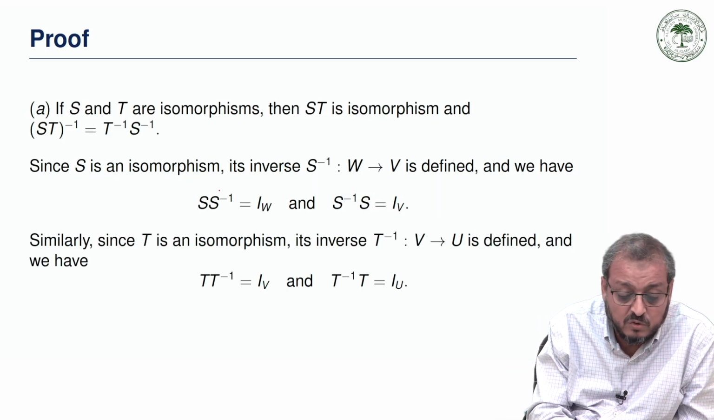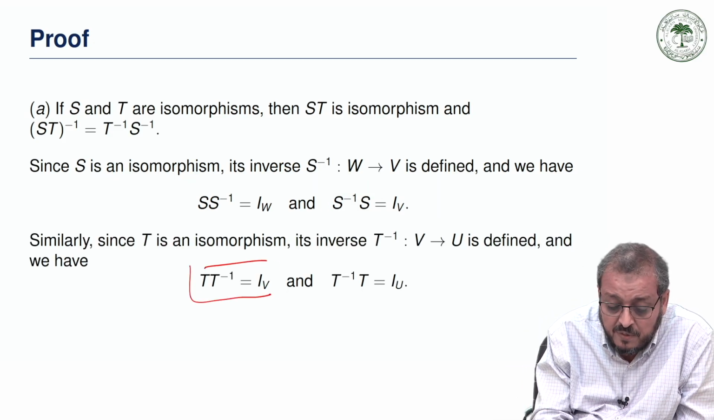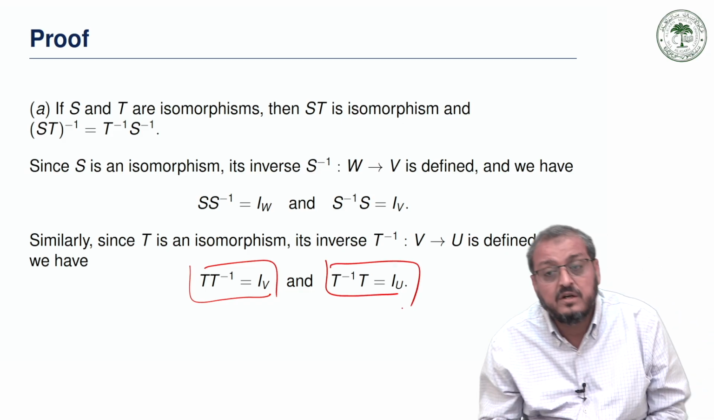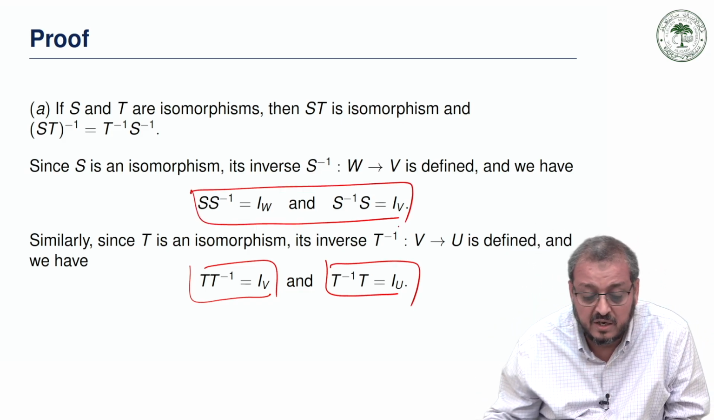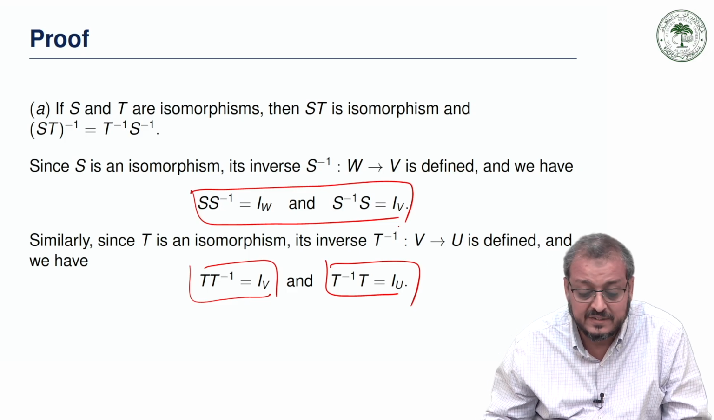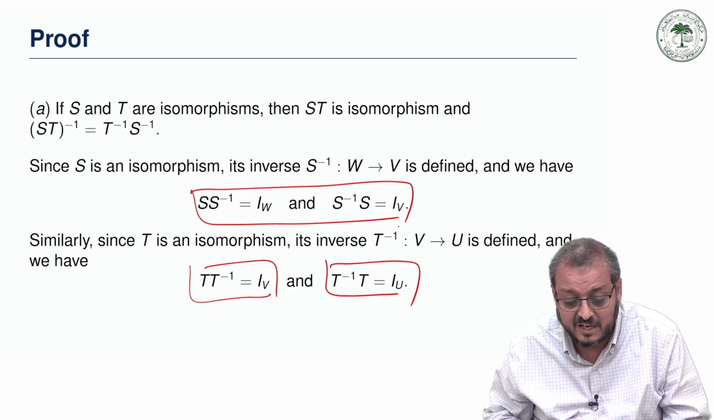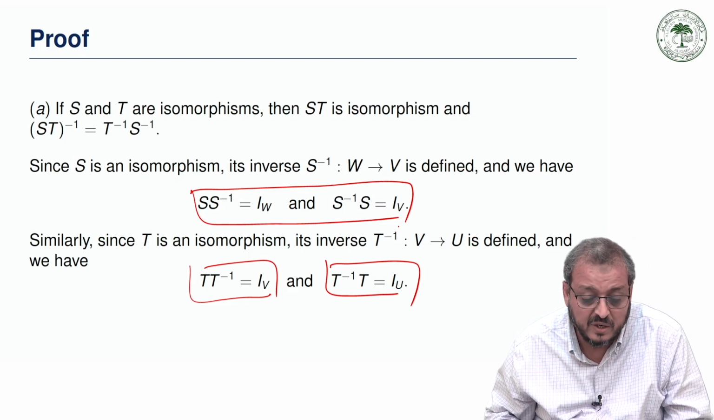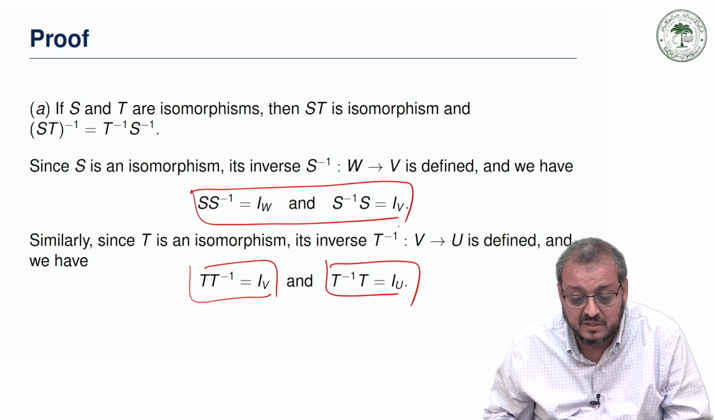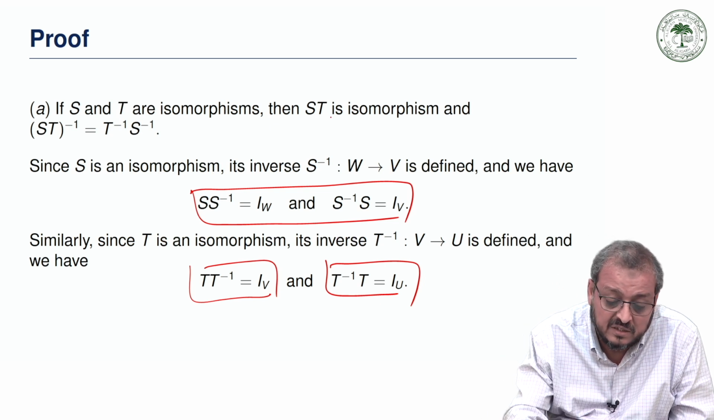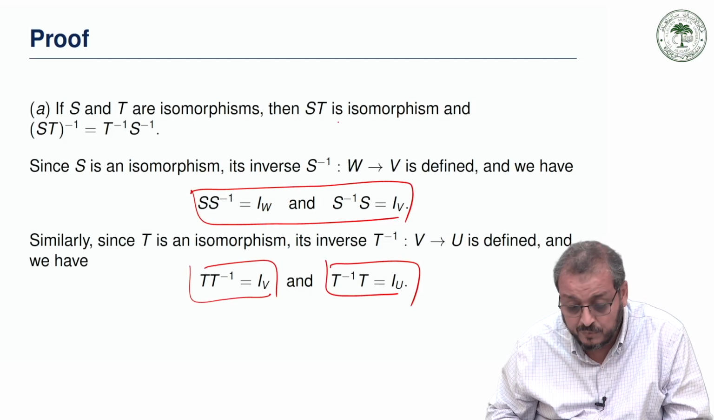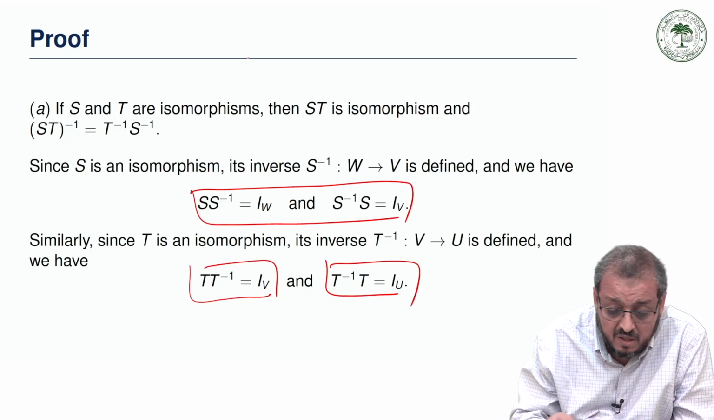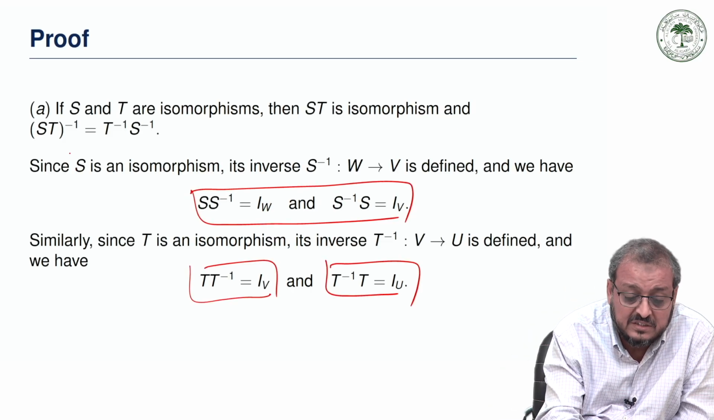T times T inverse is equal to the identity of V, and T inverse T is equal to the identity of U. Using these two conditions, we try to show that ST is an isomorphism. Either we have to show that the inverse of ST is equal to this one way or the other way. So we can just compute: ST is an isomorphism, equal to this.